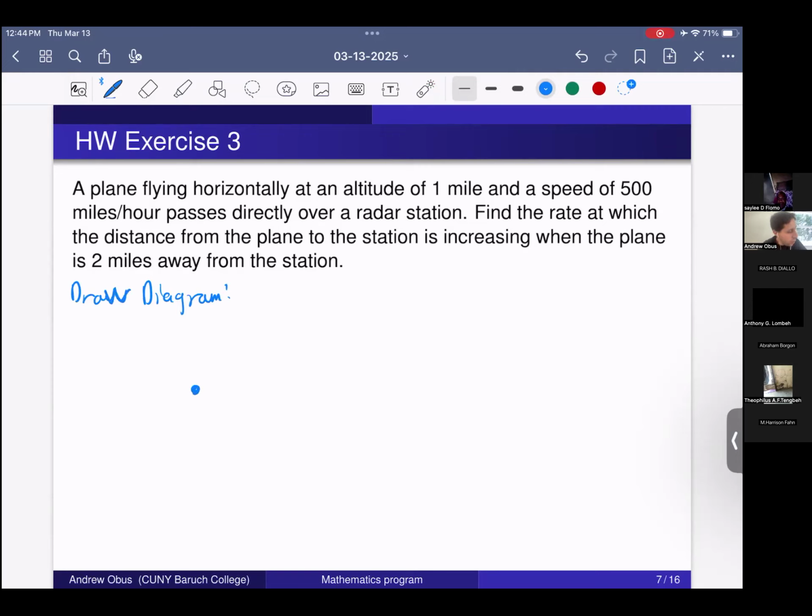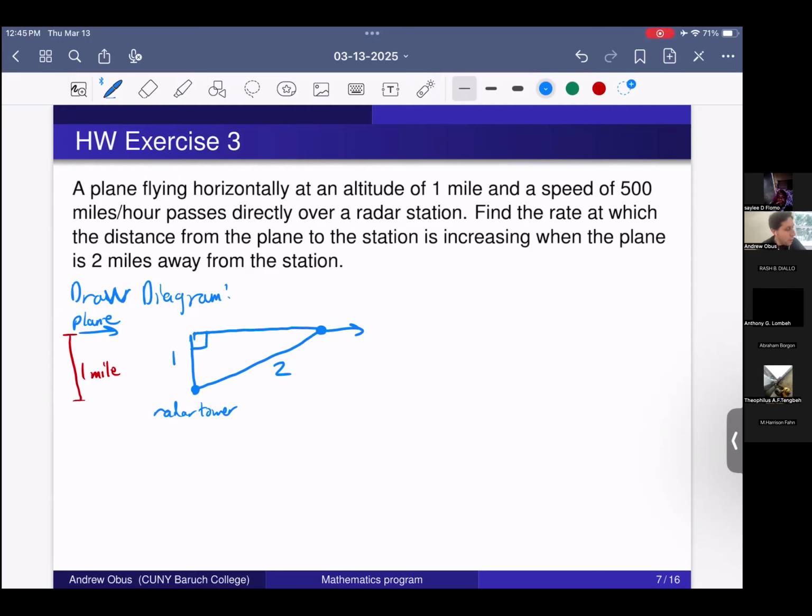Right? So here's our radar tower. Okay, and now the plane is going this way. And we want to know what is the distance from the plane to the station? How is it increasing when the plane is 2 miles away from the station? So this plane is flying at an altitude of 1 mile. That's the altitude. And we want to look at the plane over here. It's still flying this way when this distance here is 2 miles, right? So we have 2 miles. We have a right triangle here with 1 mile.